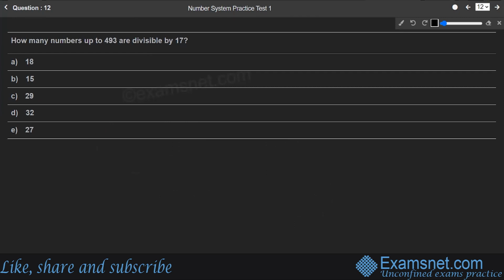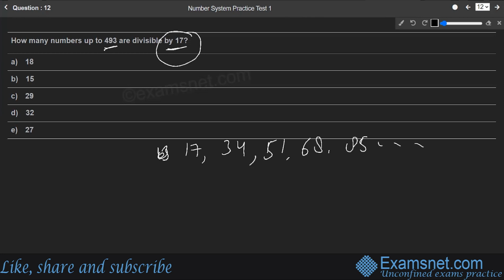How many numbers up to 493 are divisible by 17? Again, it is going to be the same situation. 17 is a prime number, so the multiples of 17 will come in a drop of 17, 17, 17 always. For example, the number is 17, then the next number divisible by 17 will be 17 times 2, then 17 times 3, then 17 times 4, then 17 times 5, and so on. So they will be falling in the drop of 17 only.